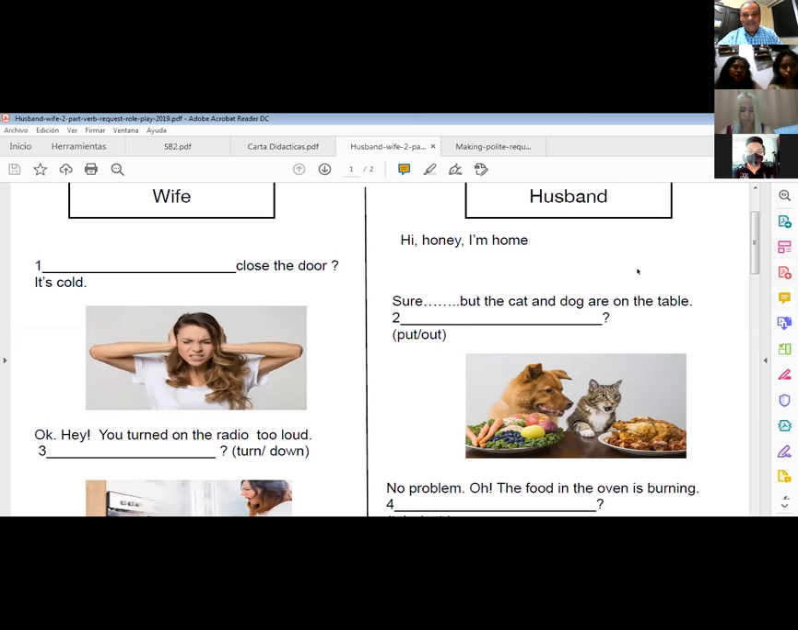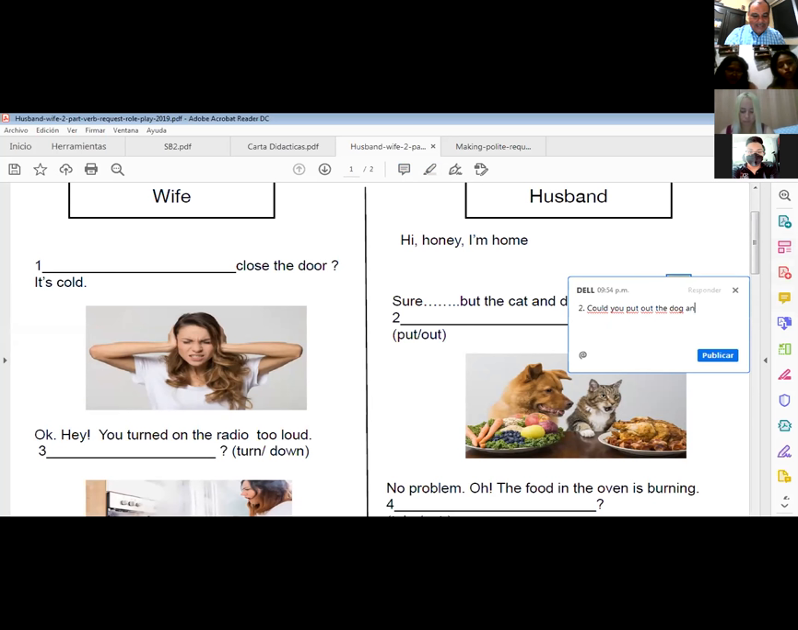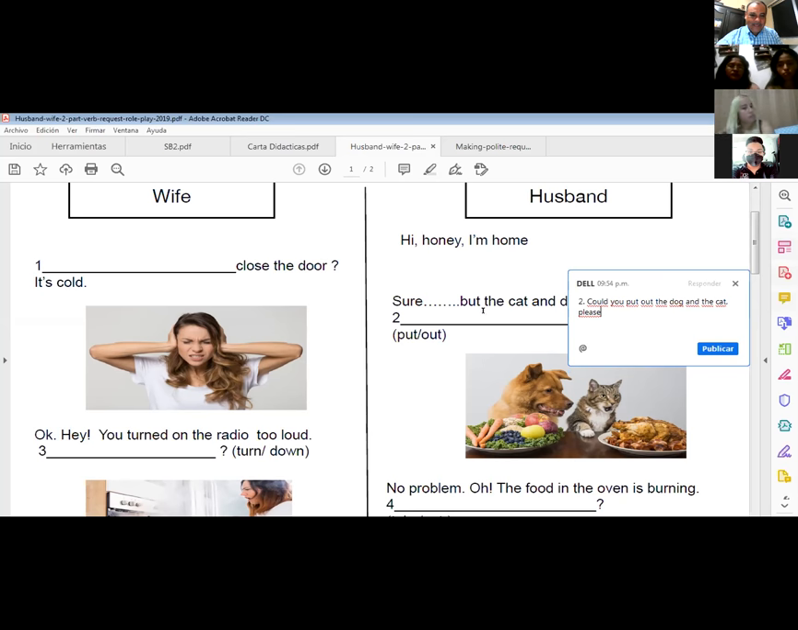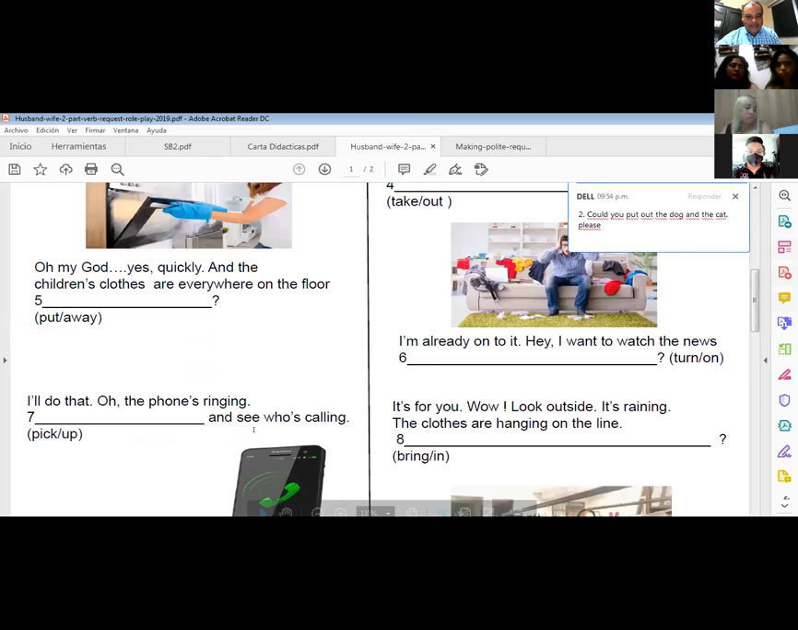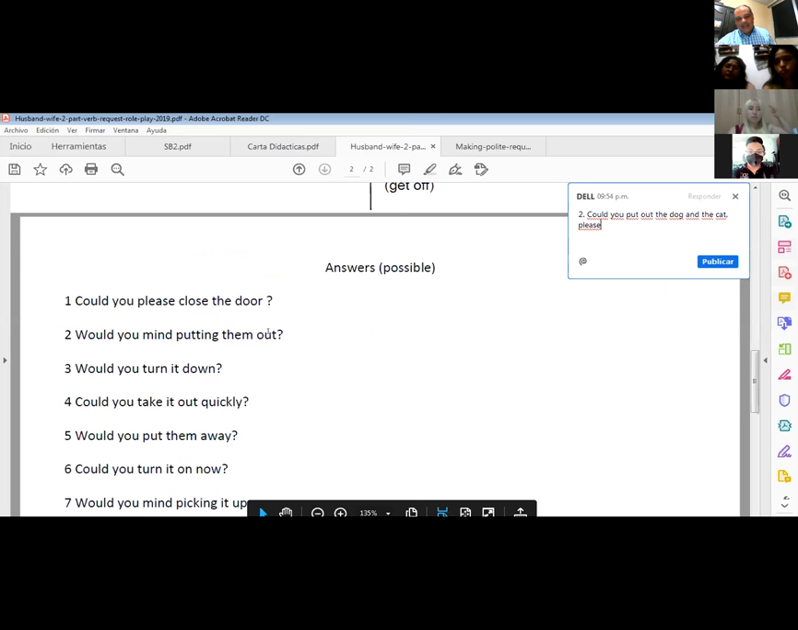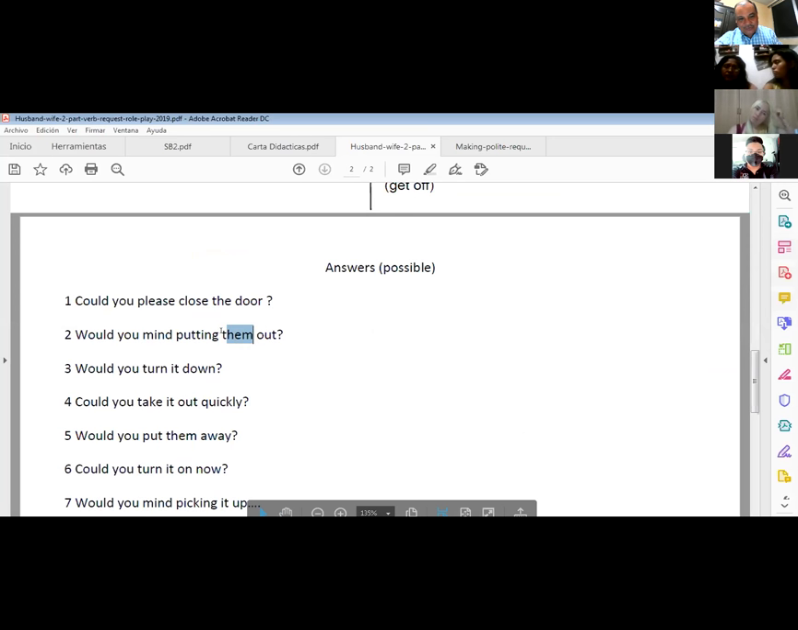Okay. Let's see. So this one will be right here. Number two is, could you put out the dog and the cat, please? Okay? Could you put out the dog and the cat, please? Is that clear? For number two? ¿Están siguiendo? Sí. Aquí en la respuesta dice, would you mind putting them out? Es lo mismo. Them es el perro y el gato.